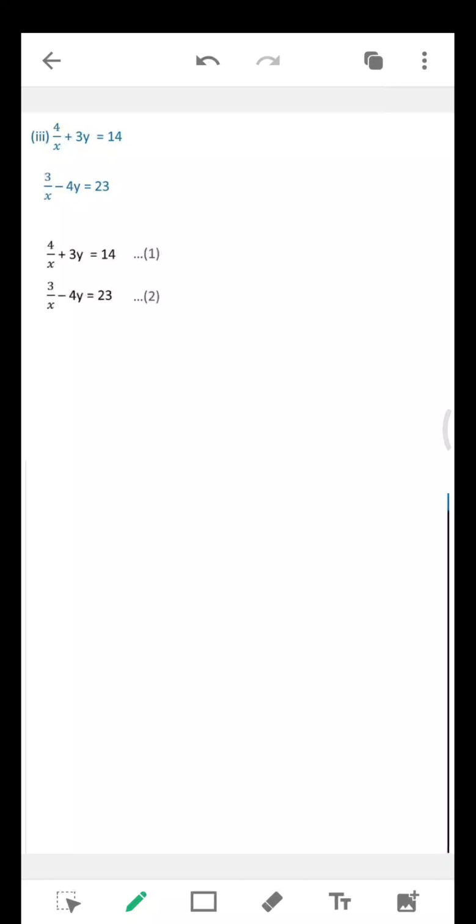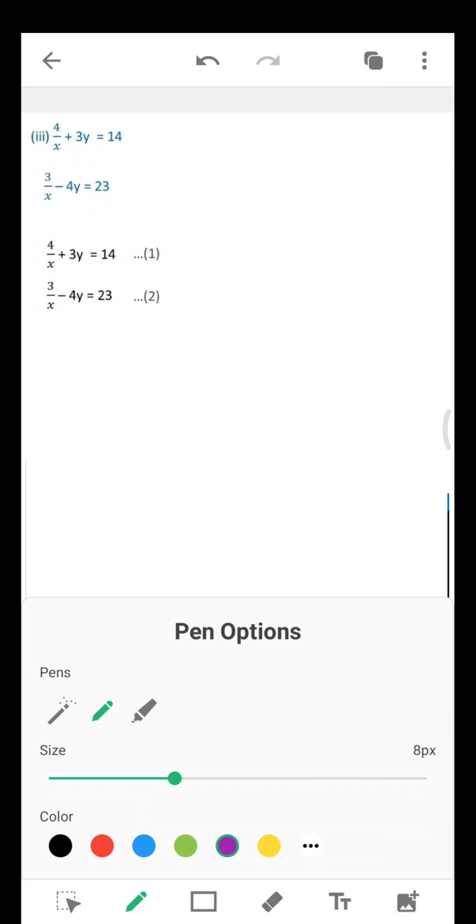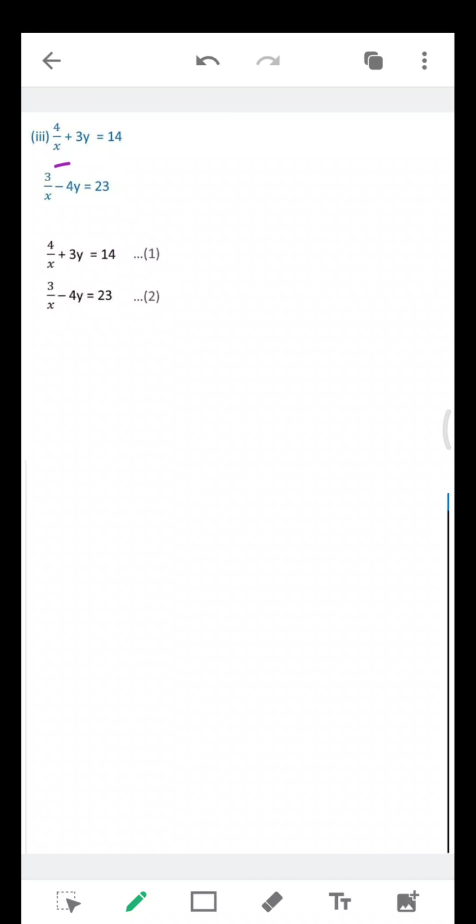In the third bit you can see only one variable is in denominator, that is x. 4 by x and 3y, y is in numerator. So we will not suppose both like we assumed in the first and second bit. We'll just assume 1 by x here. We'll assume 1 by x as u, okay, because y is already in numerator. So let 1 by x is u. So 4 by x, yesterday also I said you that 4 by x can be written as 4 into 1 by x, and in place of 1 by x if I write u, it becomes 4u.